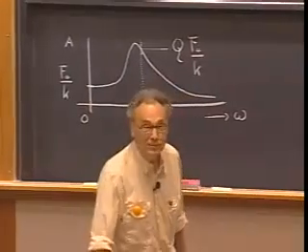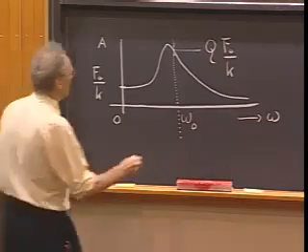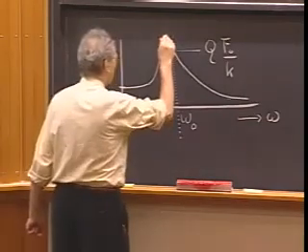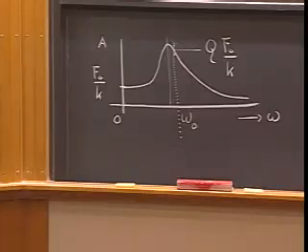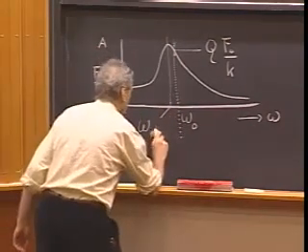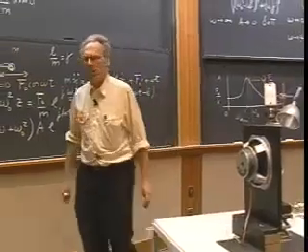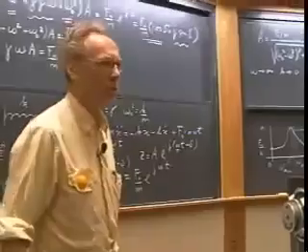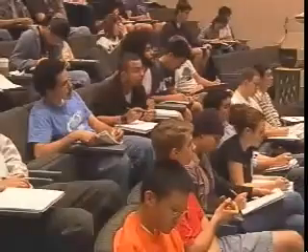Now for those of you who look very carefully, you may have noticed that the maximum that I have drawn is not at omega equals omega 0, which may go against your instinct. This maximum occurs at a frequency, which we will call omega max, which is always a little bit below omega 0, but for high Q systems, as I will show you shortly, it is effectively the same. I will come back to this.